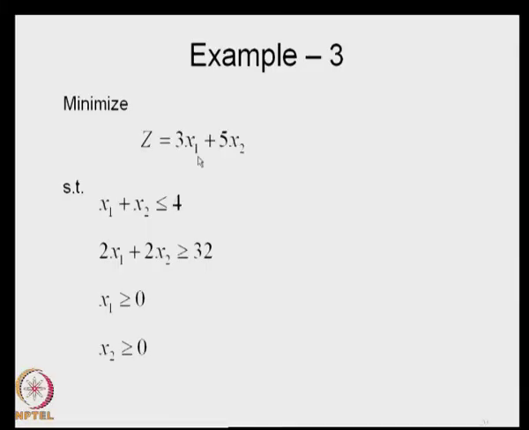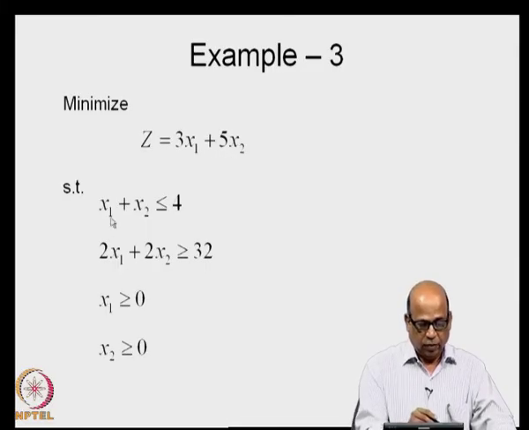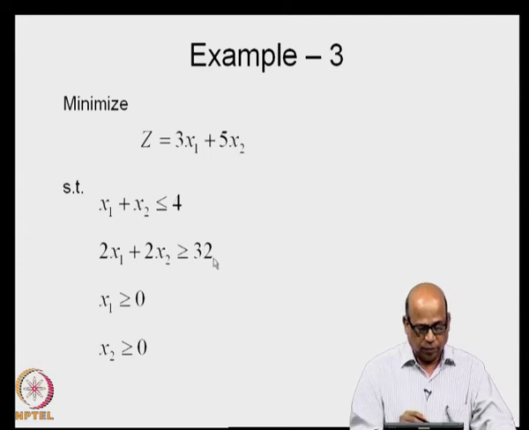Let us look at this particular example. You are looking at a minimization problem. Minimize z is equal to 3 x1 plus 5 x2, subject to x1 plus x2 less than or equal to 4 and 2 x1 plus 2 x2 greater than or equal to 32. Just look at these two constraints. One is saying x1 plus x2 less than or equal to 4, another is saying x1 plus x2 greater than or equal to 16, if you just divide it by 2 all throughout.